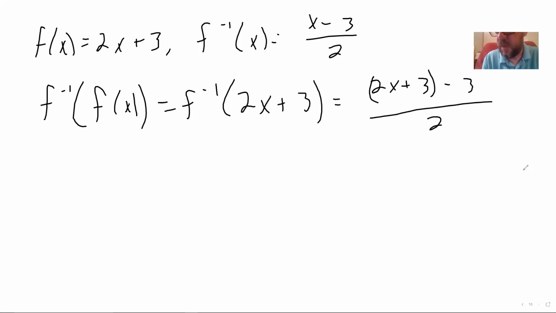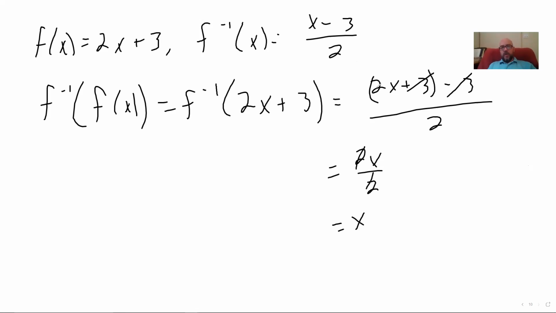And you can see what's going to happen, right? Because of the way I constructed f inverse, the plus 3 and the minus 3 are going to cancel. And that's going to leave me with 2x over 2. And then the 2's are going to cancel, and that's going to leave me with just x. So f inverse of f of x is x. And that's actually one definition of what an inverse function is: it's whatever function gives you back x after you do f to it. The inverse of that function is whatever gets you back to x, whatever you started with.